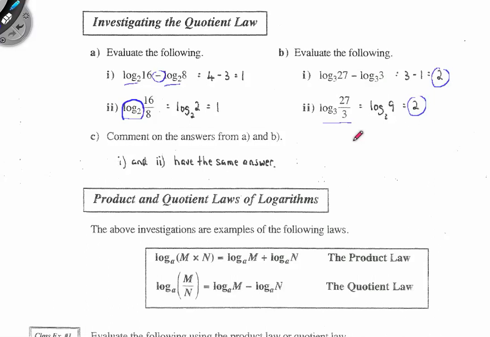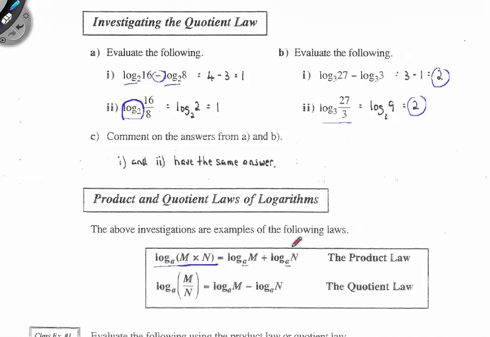So there's actually two laws that come out of this. When we have two different logs, make sure it's the same base. When we're adding two different logs, then we can write this as a single log of the product. This is the product of m and n. So log m plus log n can actually be written as log of m times n. For the quotient law, when you're subtracting two logs, it can be written as a division, as a single log.